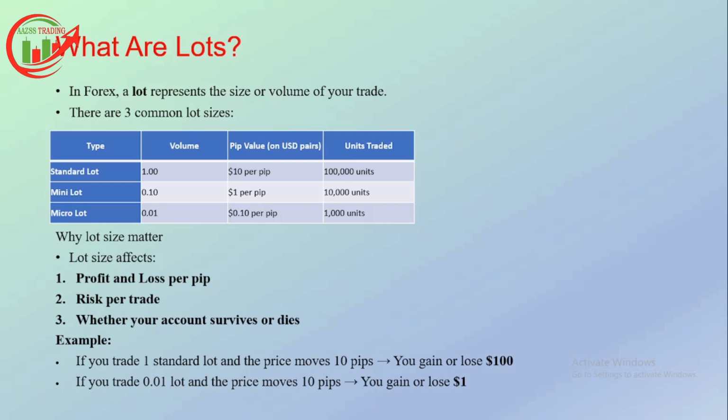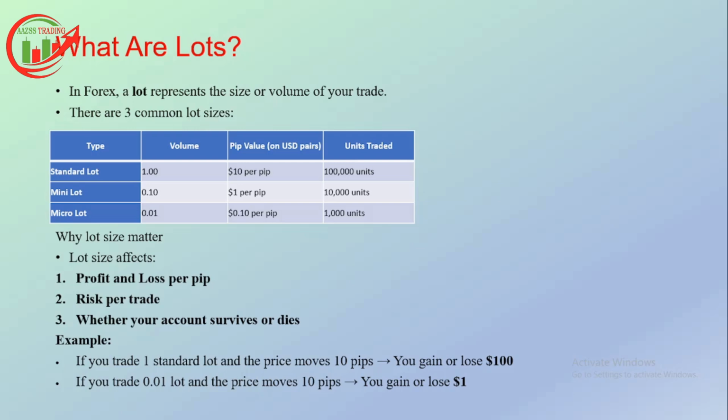The third one is that it affects whether your account survives or not. If you go in with a $50 account, you go into the trade with a standard lot, and you're trading a very volatile pair, you cannot expect your account to survive; it will die. So you need to know this risk management. You need to be safe in the market. With my account balance, what lot size do I need to use for this trade? You need to know that, so you'll be safe in the market.